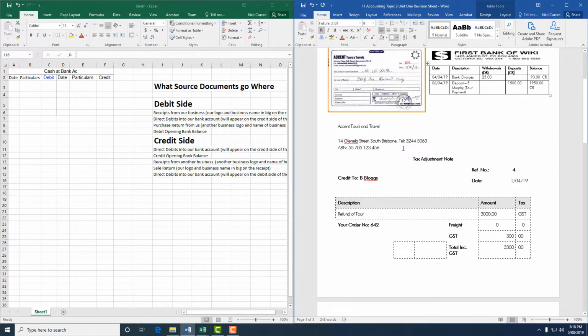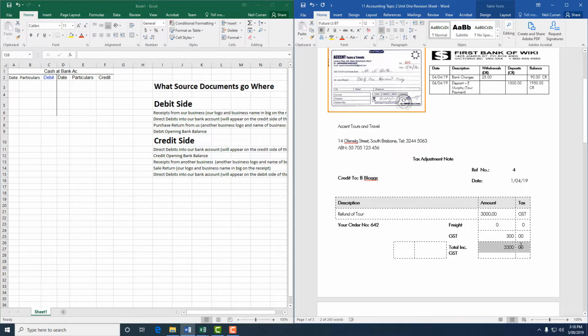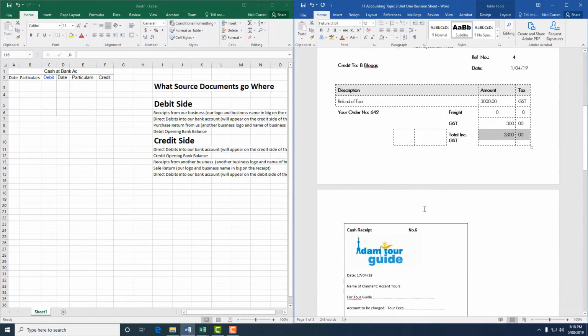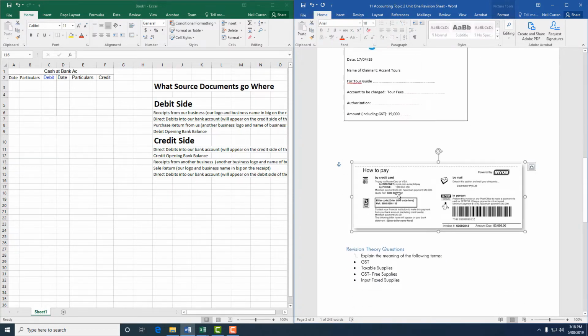Now the next one here is a sales return. The reason it's a sales return is because we are actually giving money back. So here are all our details. We are the one who owns this source document and we're refunding a tour to Mr. B Blogs for $3,330. Now this other one here is coming from Adam Tour Guide. So when you see another business's receipt, that represents that we are paying something, and we are paying $19,000.